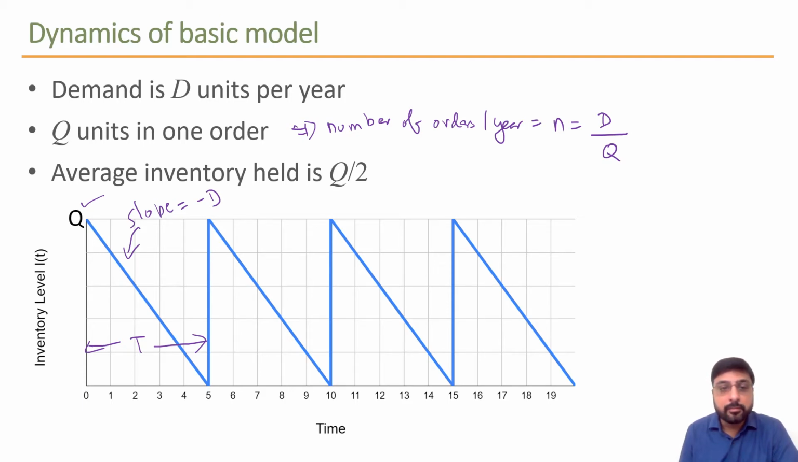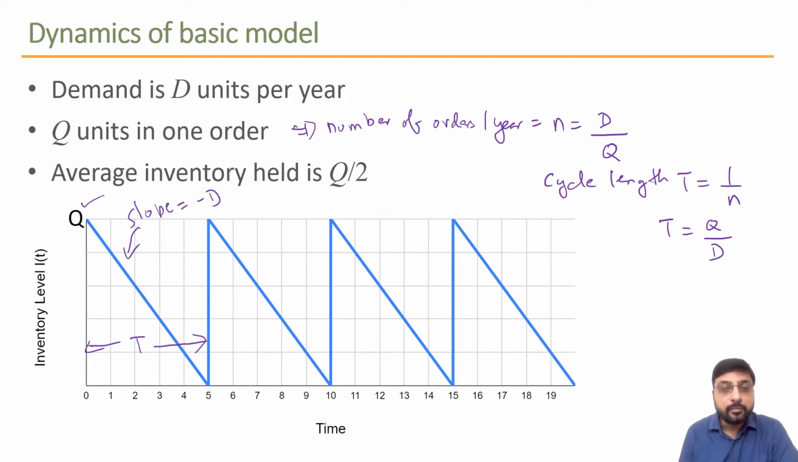And the cycle length, that is your T, can be given as 1 by N, or T is equal to Q by D. That gives the duration of how long your inventory is going to last, or the time between orders.